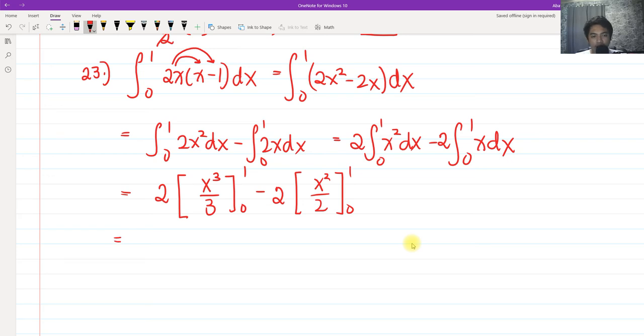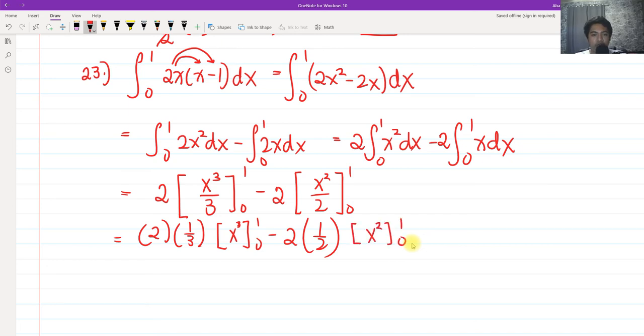So we can factor out 1/3. So we have 2 times 1/3, and we have left x cubed evaluated from 0 to 1. Let me just rewrite it as a bracket so that you will not be confused. So you have x cubed from 0 to 1. Then we have minus 2 multiplied by 1/2. I can factor out 1/2. Then we have x squared evaluated from 0 to 1.